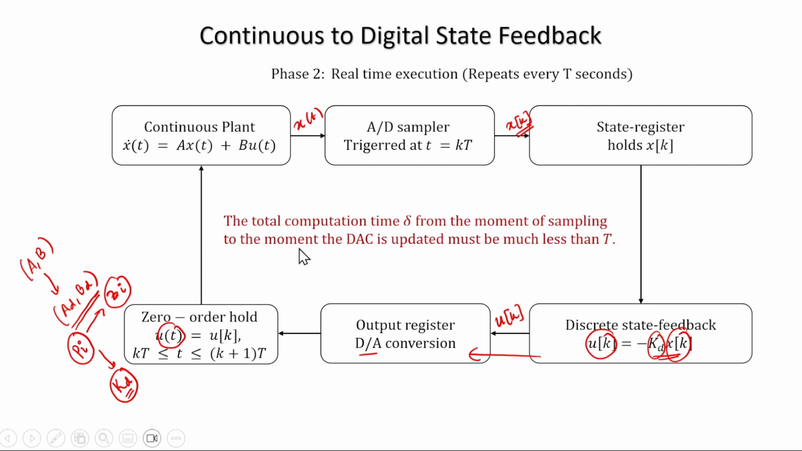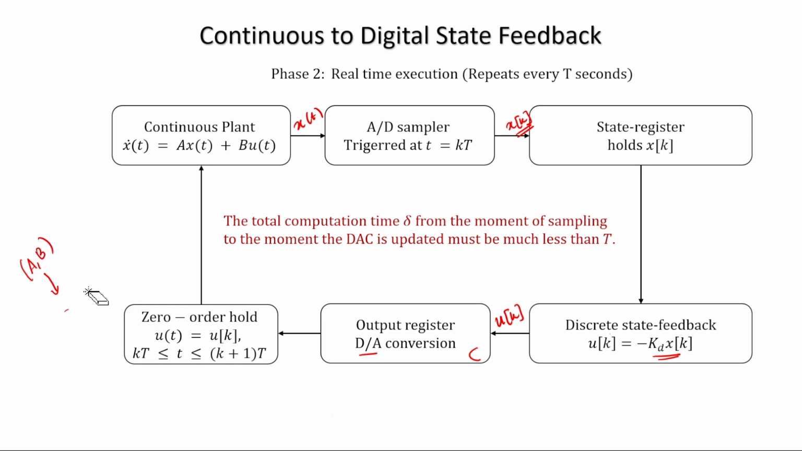Now the important thing is that the total computation time delta, from the moment of sampling to the moment the DAC is updated, must be less than the sampling period, because if the next sample comes before the ut has been calculated and sent out, then there will be a problem. So this has to be taken care of. Okay, so this is the basic idea. I'm not going much into details, but this is the basic idea.